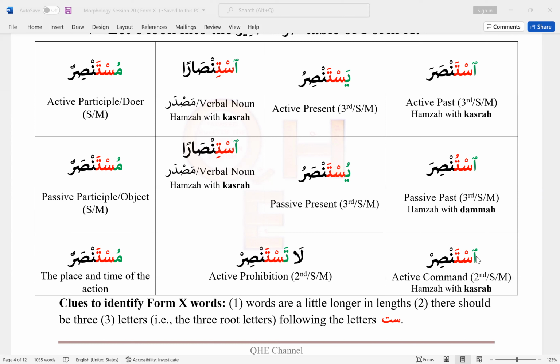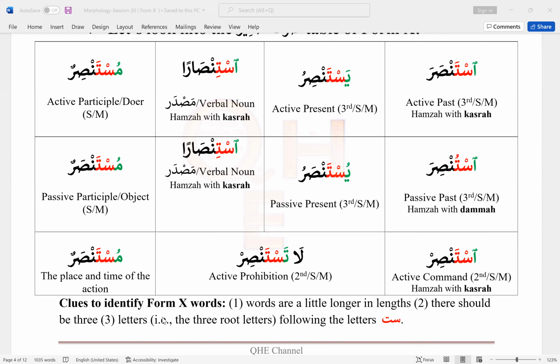Then active command for second person singular male, istansir. Over here, the Hamza will carry a kasra. Then active prohibition, second person singular male, la tastansir. Then ismul dharf or the name of the place and time of the action, mustansorun. As we know, the ismul dharf and ismul maf'ul for mazid fi verbs have the same conjugations.